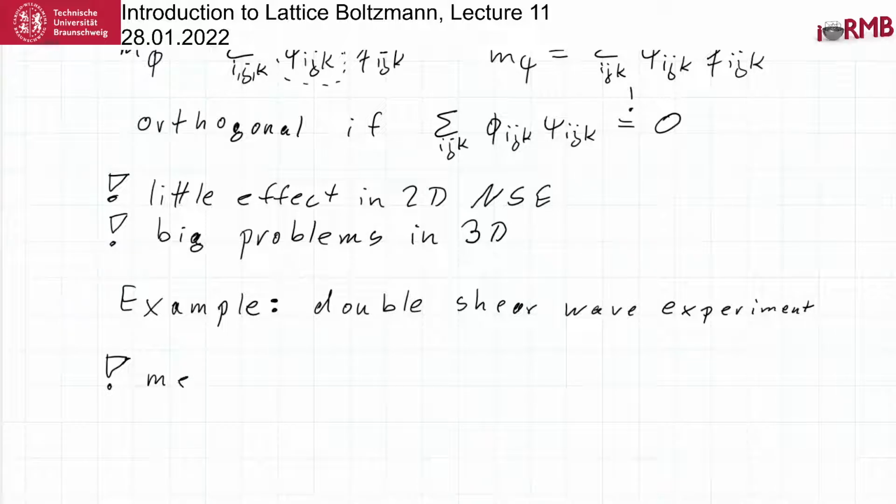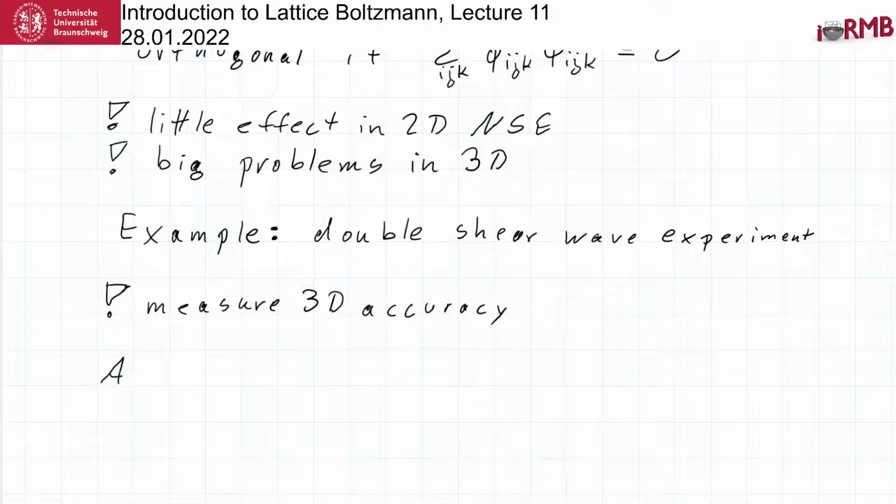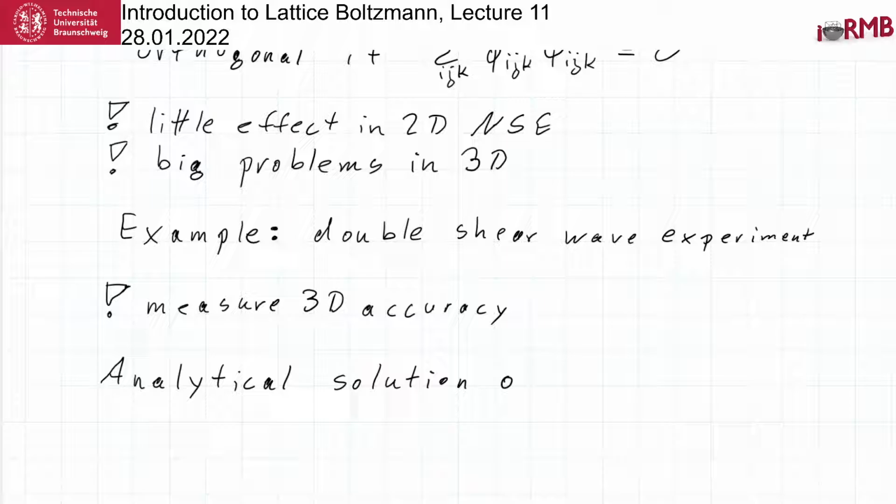So the idea is to measure 3-dimensional accuracy. I mean, only for a special case, of course. And we have an analytical solution of the Navier-Stokes equation in a periodic domain. So we're using periodic boundary conditions.